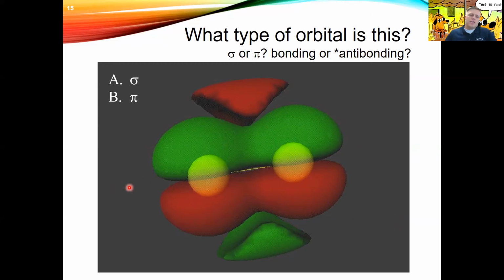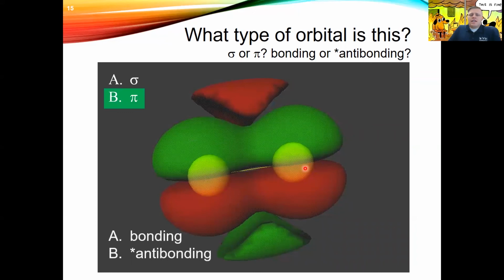All right, so this has a node running through the nuclei here, right? It's separating the top from the bottom. So this would be a pi orbital. Pi means that it's been cut in half, the top and the bottom.